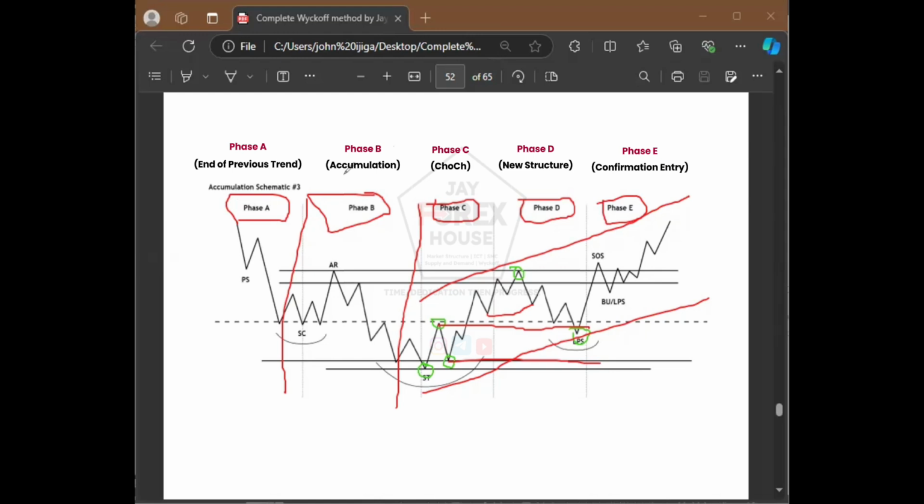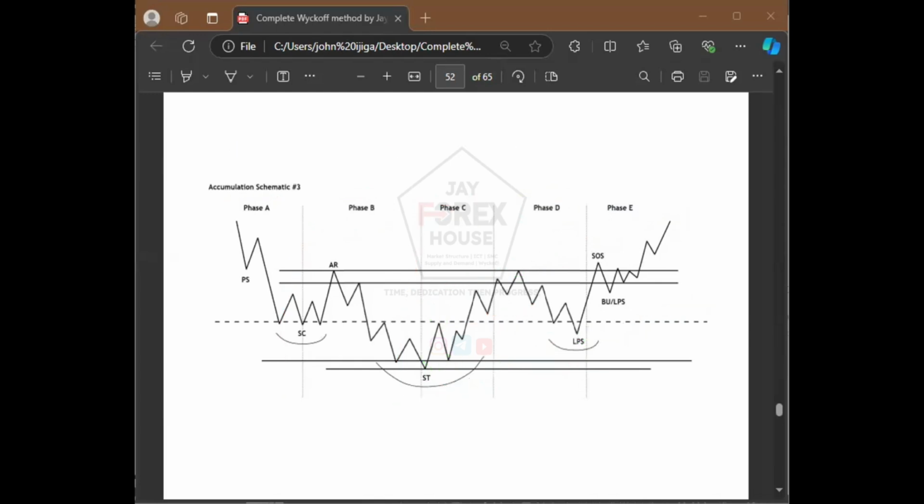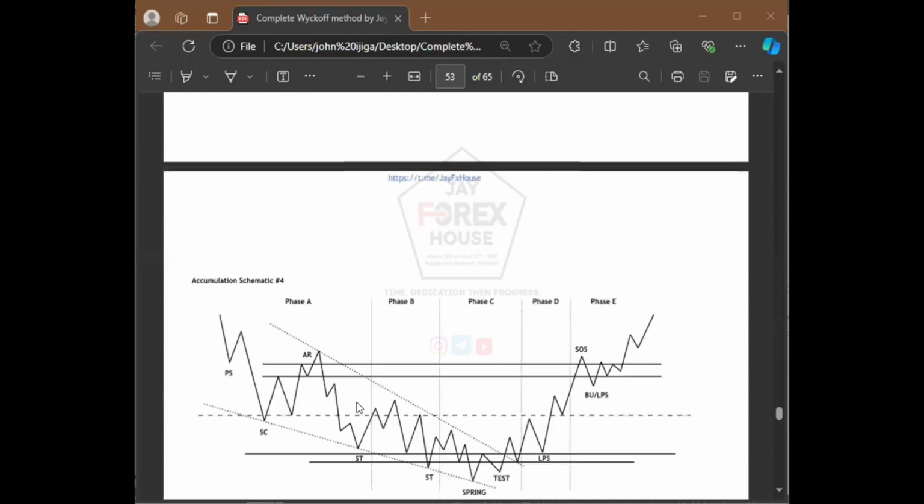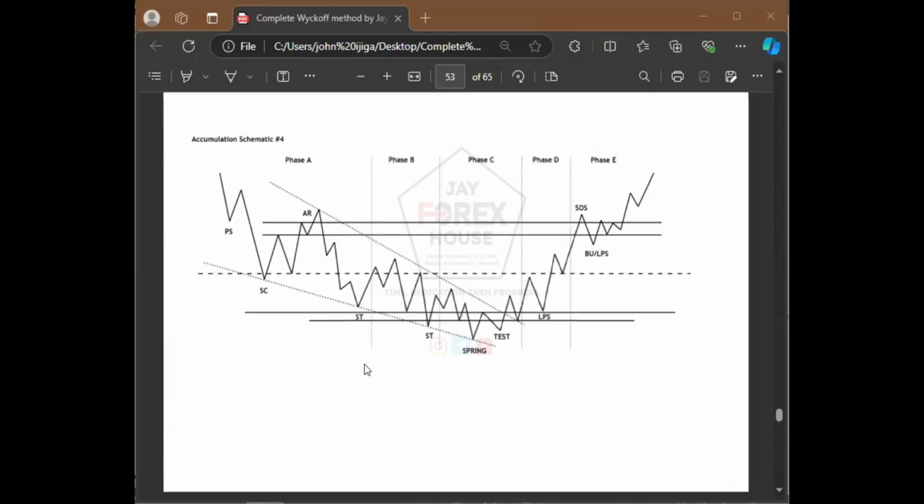Accumulation, the accumulating of liquidity. The switch, the change of character from the previous trend to the new one. Entry opportunity, the beginning of the new trend. Confirmation entry, sign of strength, and it's safer to enter at this point. So this is kind of like the breakdown of the phases, how the phases work. This is basically the same thing for almost all schematics. If you understand this basic aspect of it, you will be able to identify what's going on in different phases.